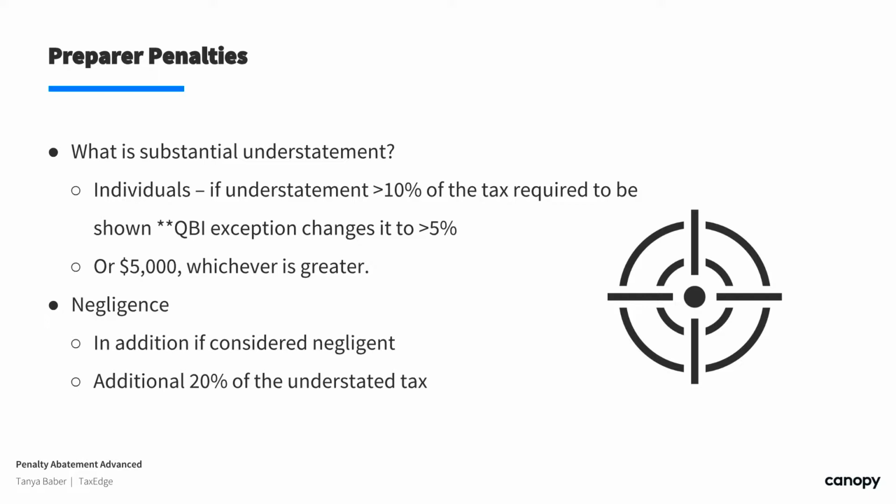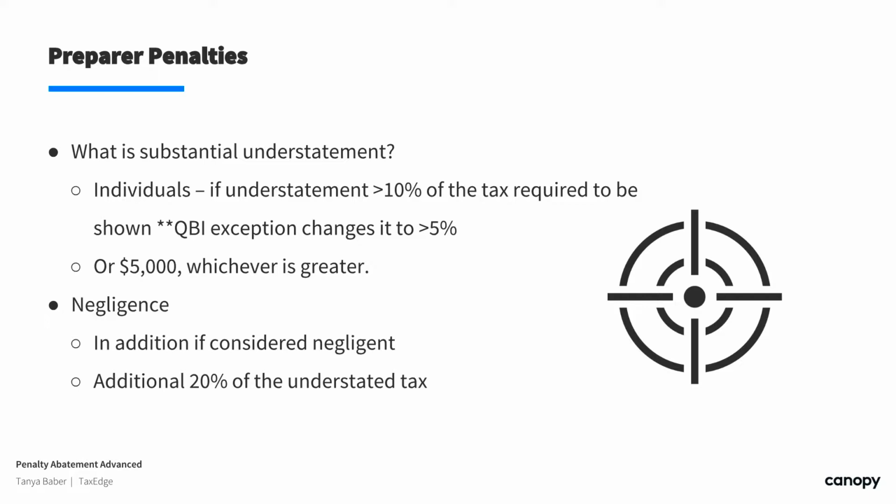And for negligence, if they're considered to be negligent, it's an additional 20% of the understated tax. So this is where it's not just that they're understated, but that they're considered to have done it more intentionally, and then it adds even more to these penalties that can happen.